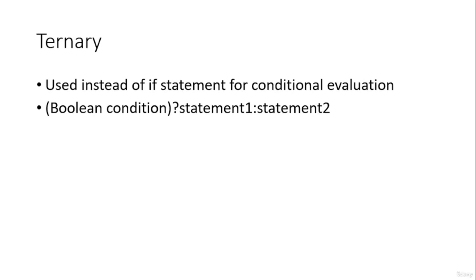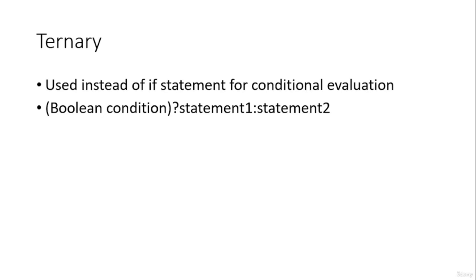Next type of operator is the ternary operator. The ternary operator is used to evaluate Boolean conditions with three operands. The first one is the Boolean condition we will check, followed by a question mark symbol. After that we put the first statement. If the Boolean condition is true, then statement one will be executed, followed by a colon, and after the colon we put statement two. Statement two will execute only if the condition fails. So this is the theoretical aspect of the operators in Java.